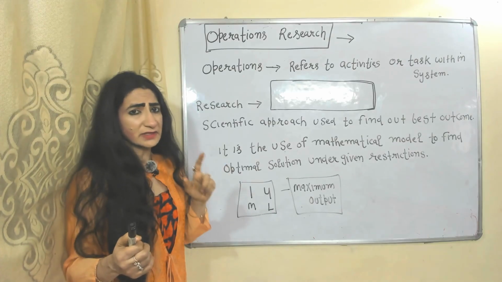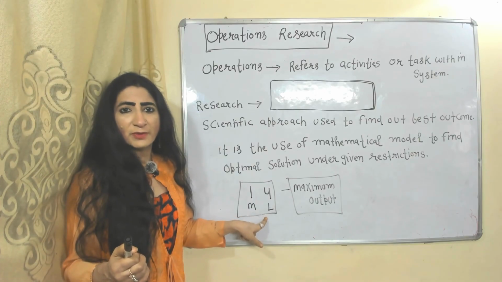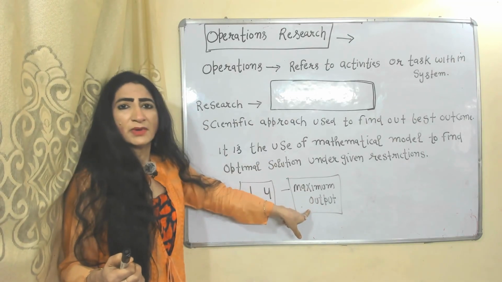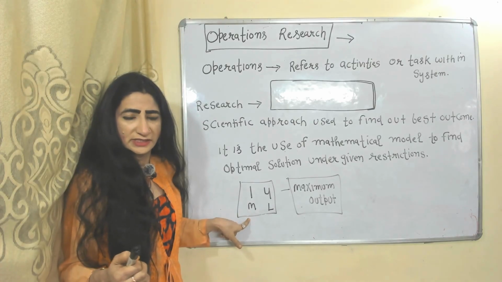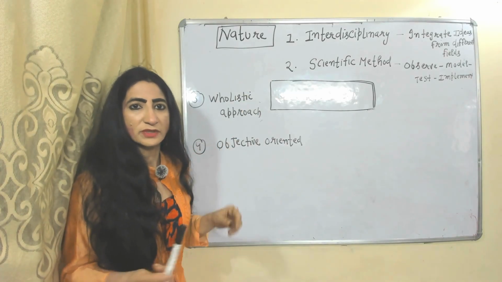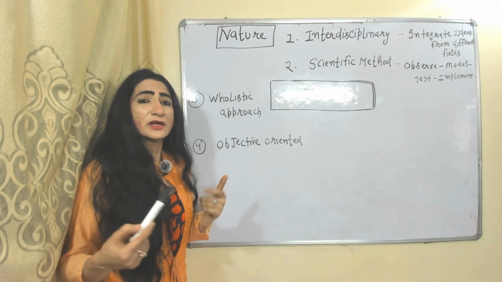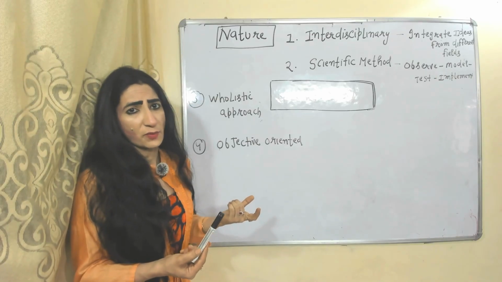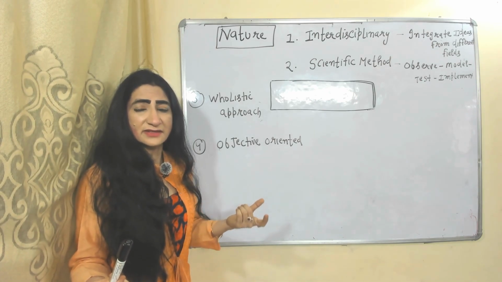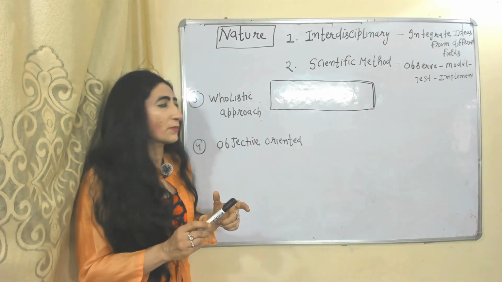For example, I have limited resources, only one machine and four laborers. With the help of a mathematical model, operation research helps me to produce maximum output with given resources. Nature of operation research: interdisciplinary approach. Operation research integrates ideas from different fields in order to solve complex business problems. For example, it integrates ideas from mathematics, statistics, management or economics in order to solve complex business problems.